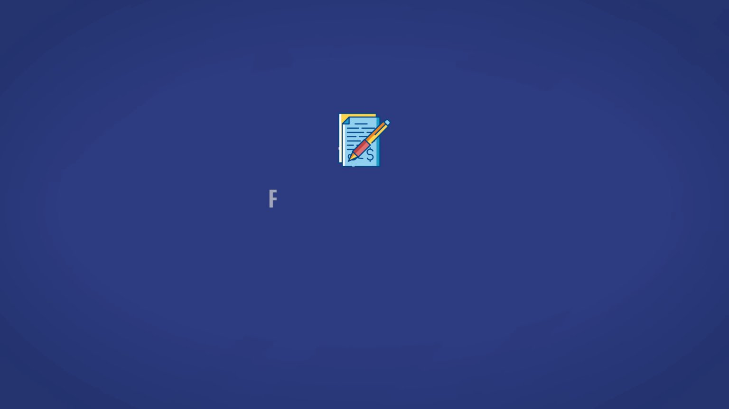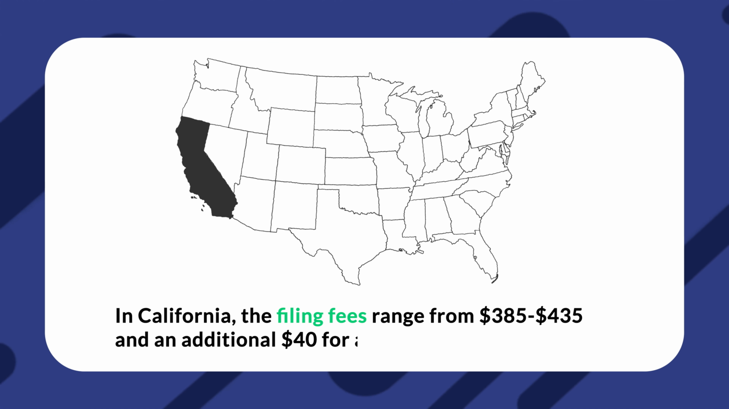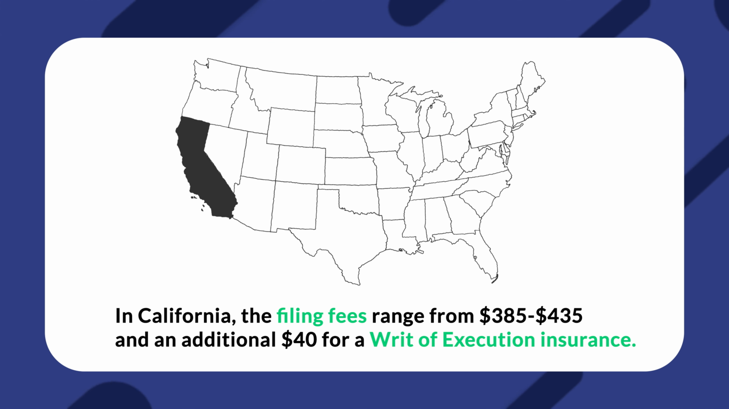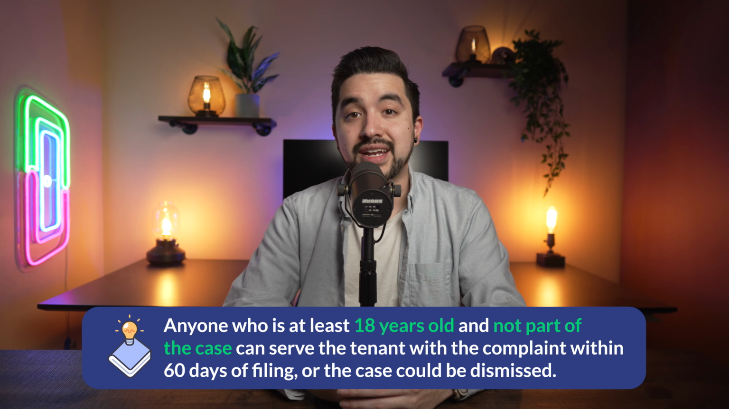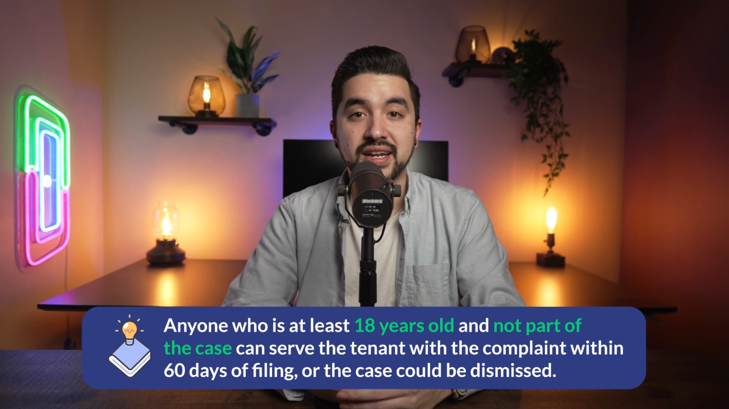So after finding probable cause for the eviction process, the landlord can then file a complaint in court to evict their tenants. In California, filing fees range from $385 up to $435, with an additional $40 for a writ of execution insurance. Anyone who is at least 18 years old and not a part of the case can serve the tenant within 60 days of filing. Otherwise, the case could be dismissed.